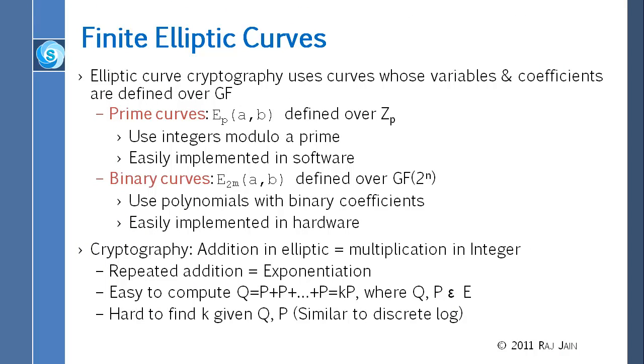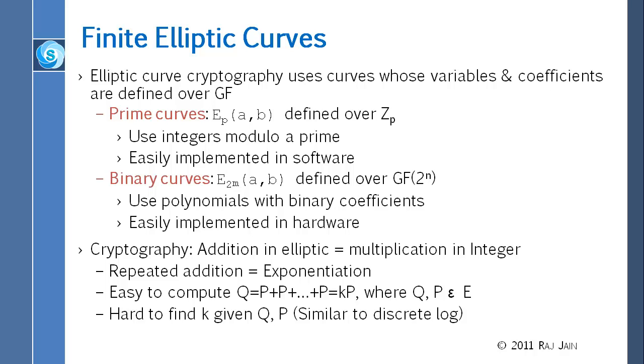So you define EPAB over ZP, and you use the integer arithmetic modulo the prime, and you can easily implement that in software. So that might actually be easier than some of these formulas which really require a calculator of some kind. Similarly you can do it on the binary curve. The prime curve uses a prime number field, or you can use a binary field, 2 raised to n. In this case, you will use a polynomial, and then you can easily implement it in hardware. Polynomials are not very easy to do in software. So they have two choices for you. If you are doing it in hardware, you use Galois field 2 raised to n. If you are doing it in software, you use Galois field over a prime number.